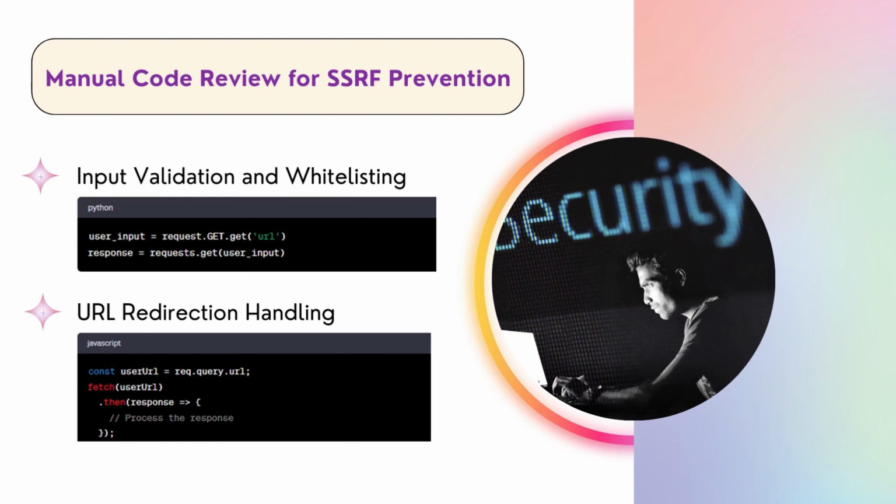The second example that we have is URL redirection handling. Imagine a scenario where a URL is provided by the user and then followed through redirections. Examine if the application properly handles redirects when following URLs. Ensure that the final URL after redirection is properly validated and whitelisted.